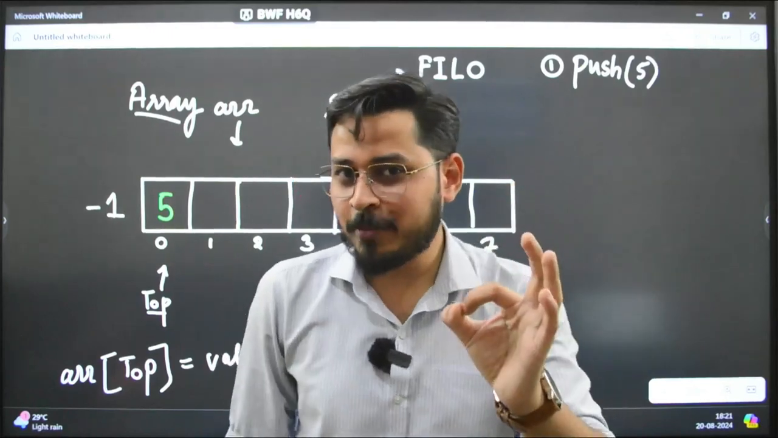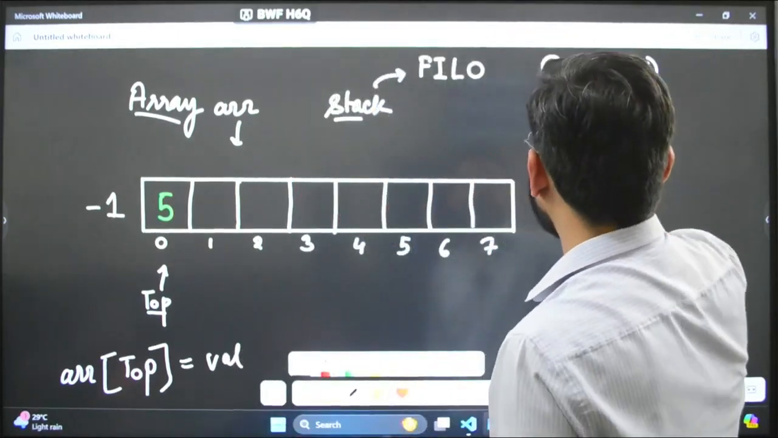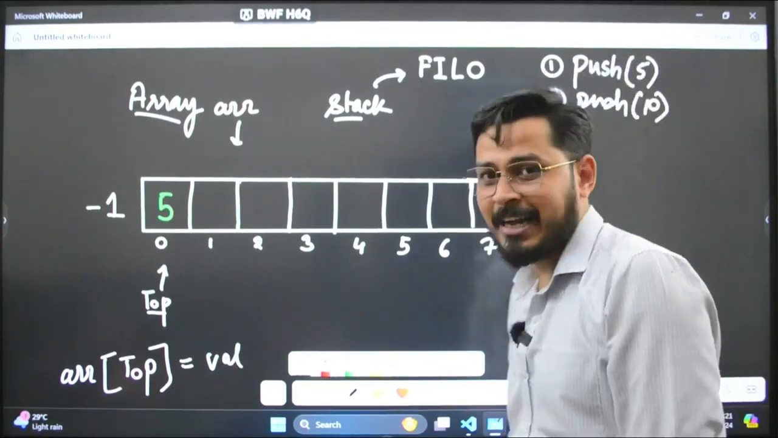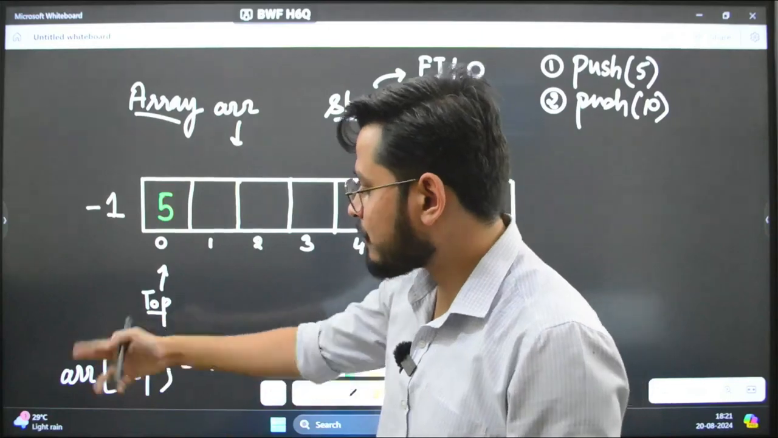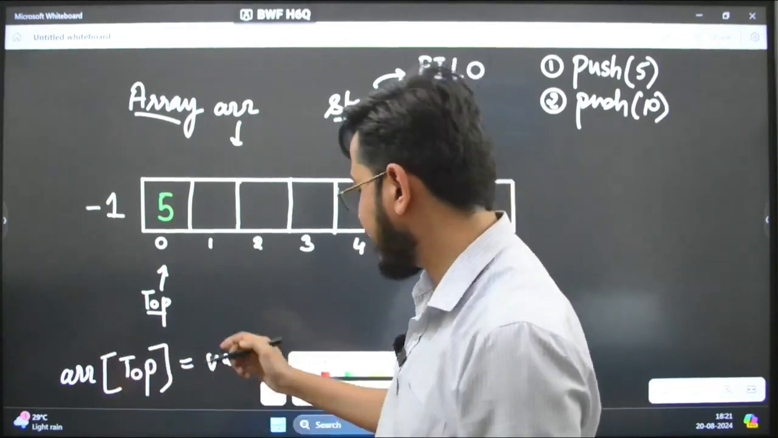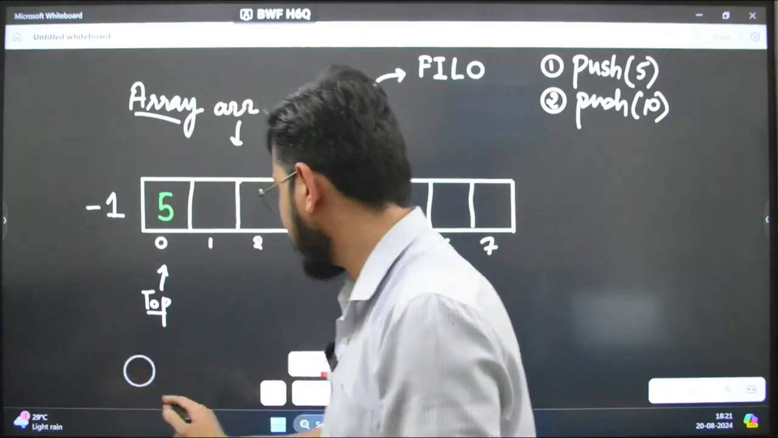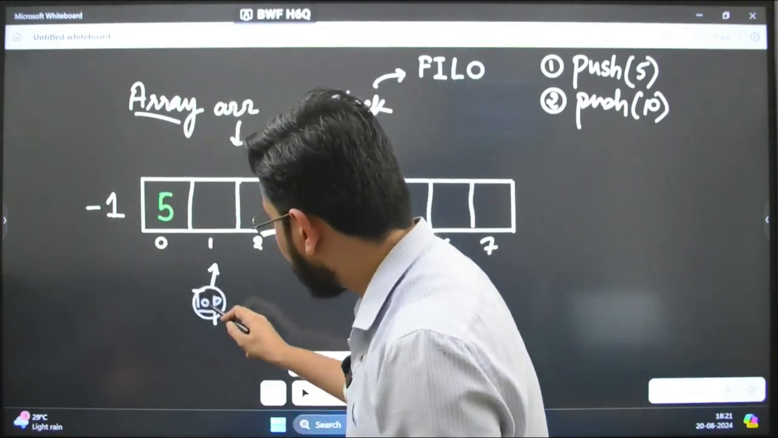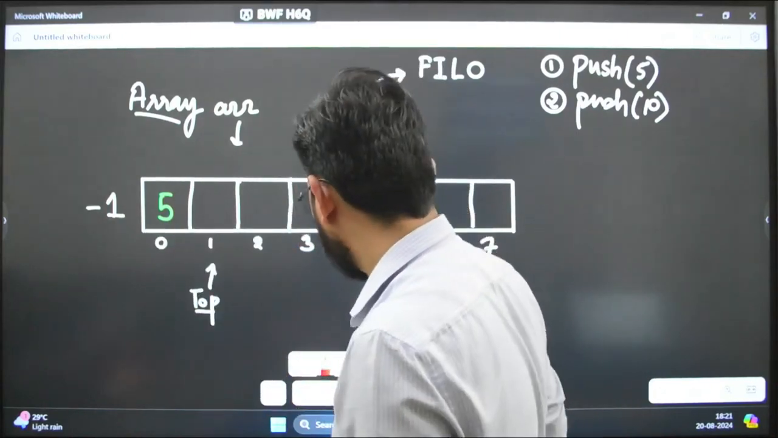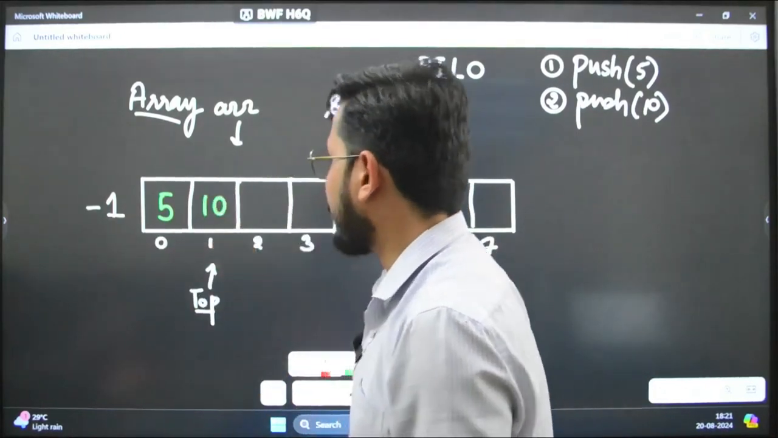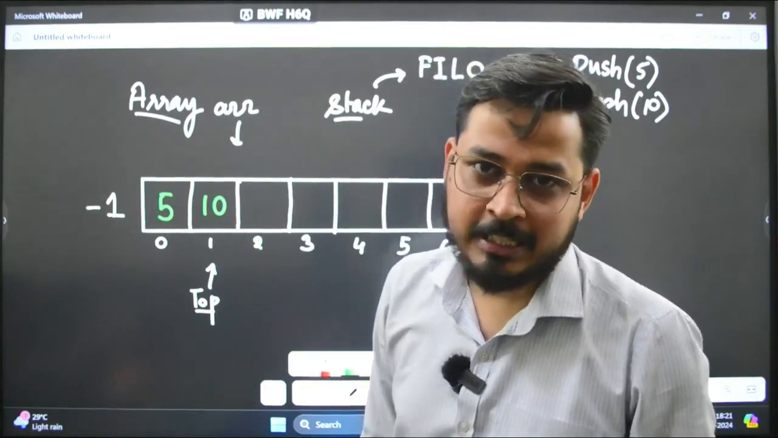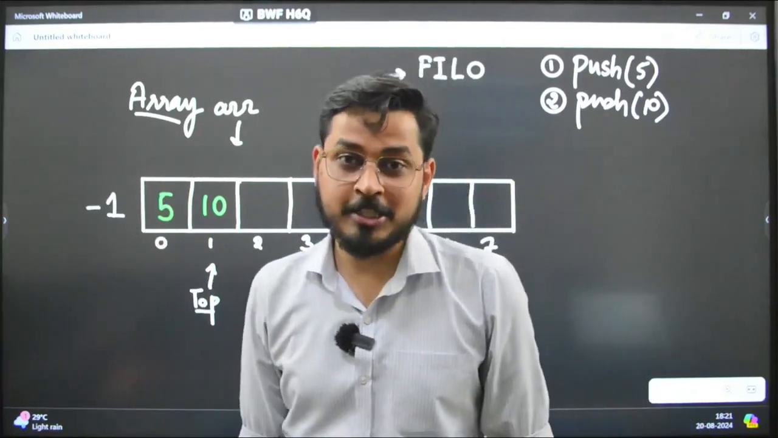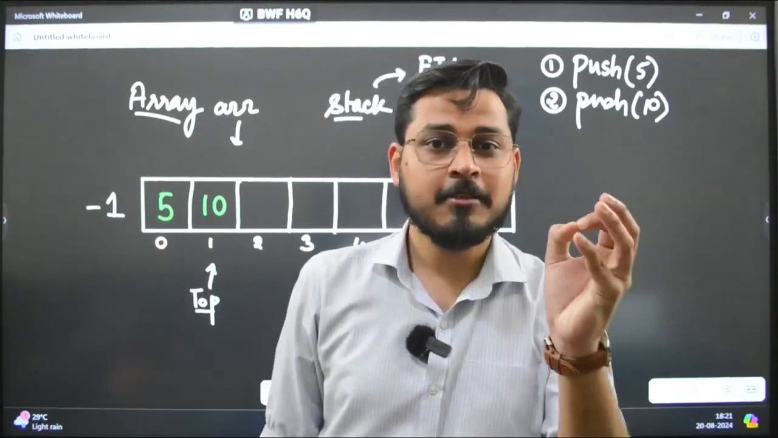You want more push operations to perform? Second, I will say push 10. Push 10, I said. So again top plus plus, ARR of top equals val. So in this case what happens is top plus plus and ARR of top is equal to val, which is 10 here. So this way I have added 2 elements. I have pushed 2 elements inside this array.